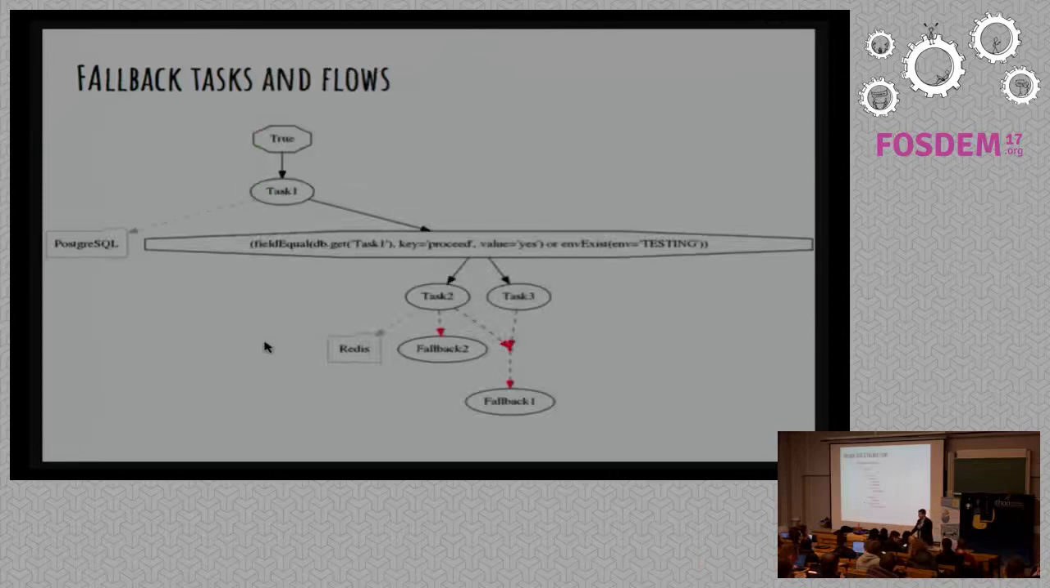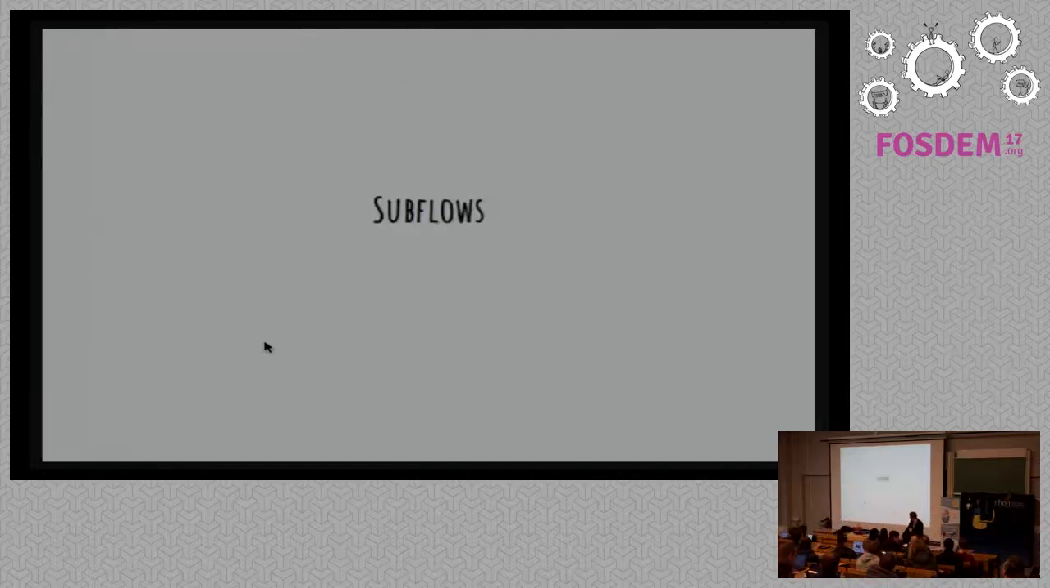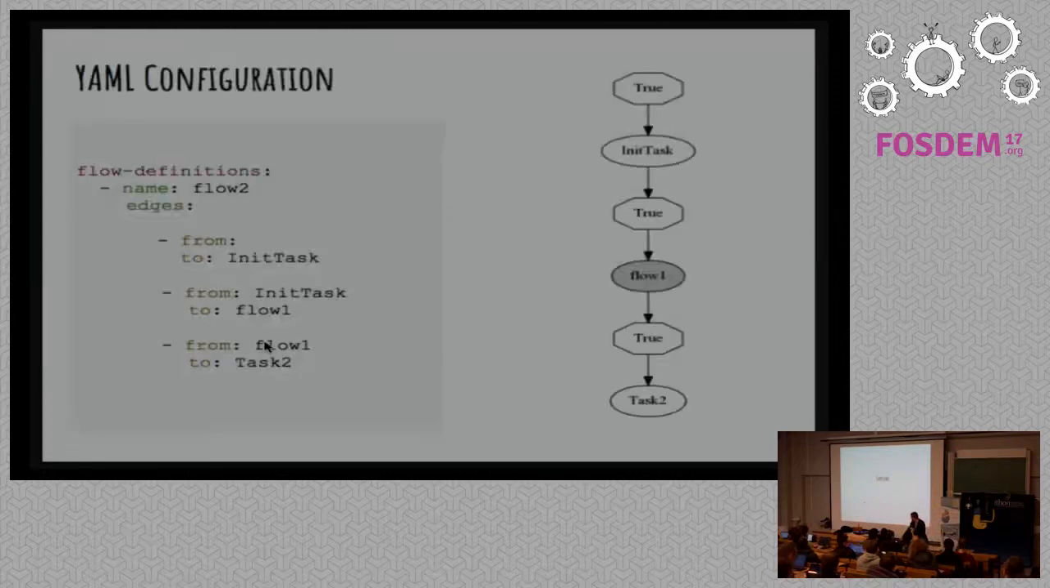If we visualize it, we can see that if task 2 and task 3 failed, we run fallback 1. In case of task 2 failure, we run fallback 2. Now, in many cases, you want to reuse this, so you want to run some flow from another flow. Selinon offers you subflows, and it's pretty straightforward.